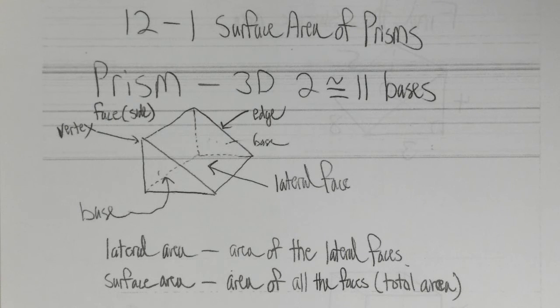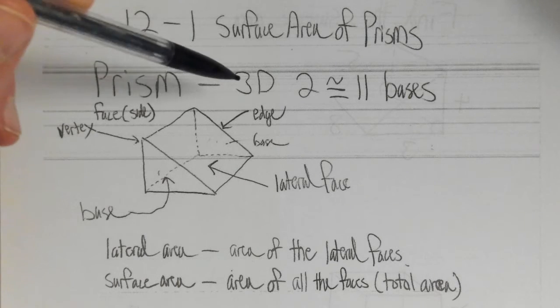Okay guys, today we're going to begin a new unit, Unit 12, and in this first section, 12-1, we're going to be looking at the surface area of prisms. Now this entire unit is going to be over surface area and volume of three-dimensional figures. And we start with the surface area of prisms. So let's talk about what a prism is.